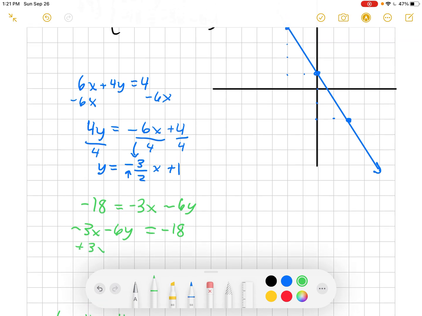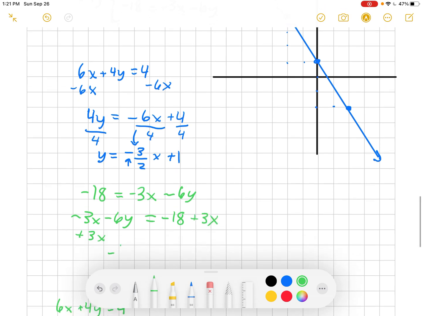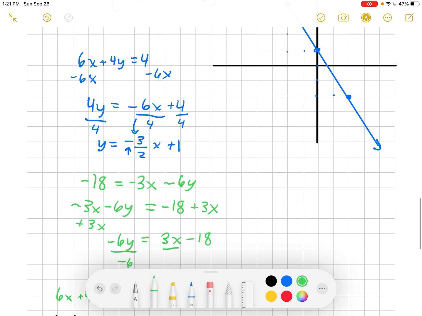We're going to add 3x to both sides. Once again, I'm going to rewrite it so it's negative 6y is equal to 3x minus 18 to make it as close to our slope-intercept form as possible. From here, we're going to divide by negative 6, divide by negative 6, divide by negative 6. Which will give us, I'm going to go this way.